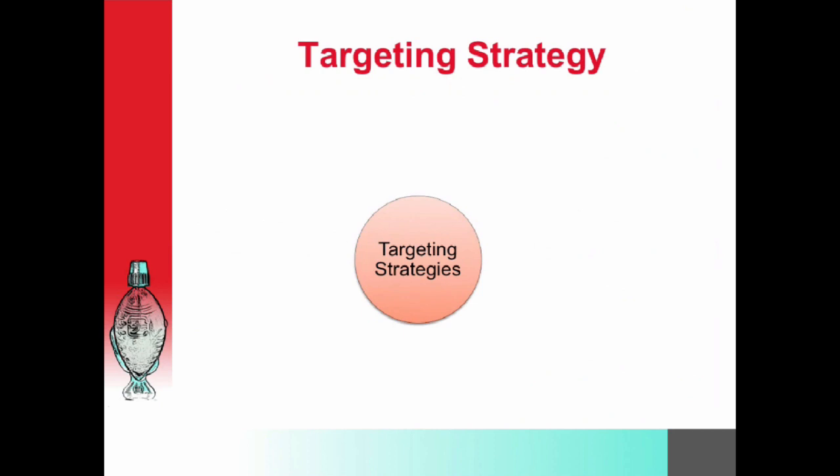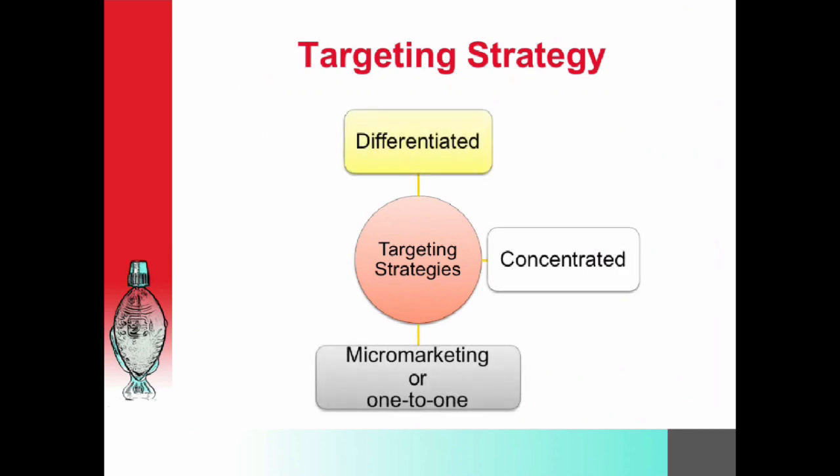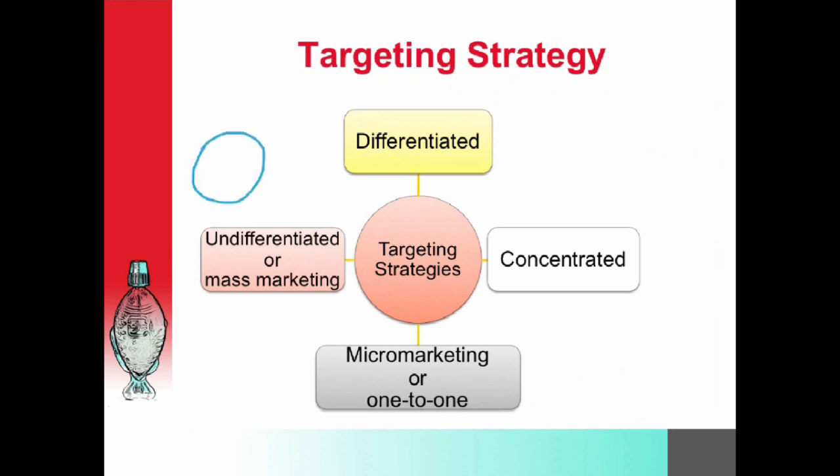So once you've identified the segments that you're going to go after, there are different targeting strategies: differentiated, concentrated, micro-marketing, or undifferentiated. Let's take undifferentiated first, this one over here. That's basically when you look at all the segments that you're going after and you just treat them as one. So you have one marketing mix, one price, one product or product varieties, one distribution system, one set of communications, and everybody in your segments gets basically the same marketing mix.